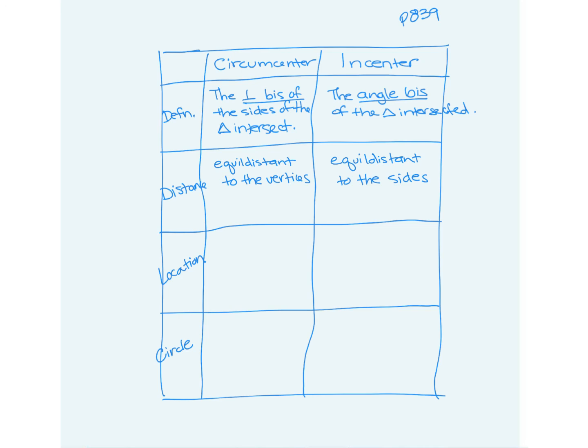My location. There were 3 locations for the circumcenter. If it was an acute triangle, it was inside my triangle. If it was an obtuse triangle, it was outside my triangle. And if it was a right triangle, it was on my triangle. In fact, it was the midpoint. I'm going to abbreviate here. The midpoint of the hypotenuse. If it's the incenter, it's the center of the circle inscribed. It's got to be inside my triangle, always.